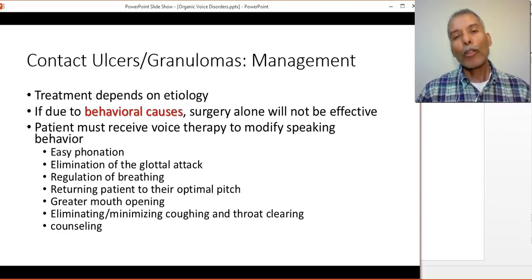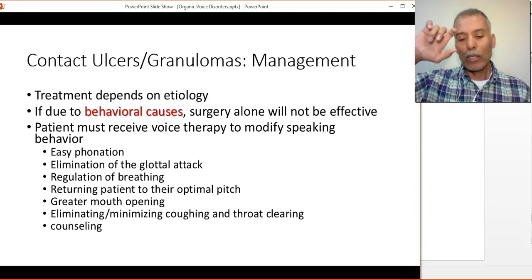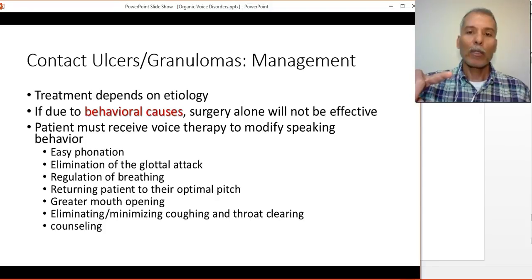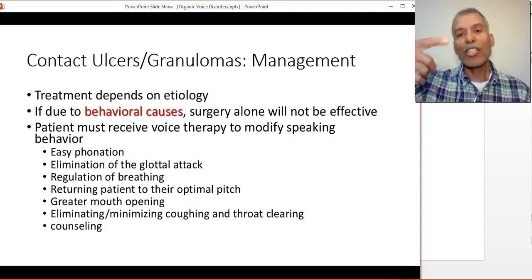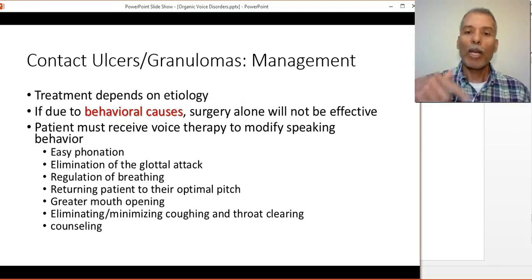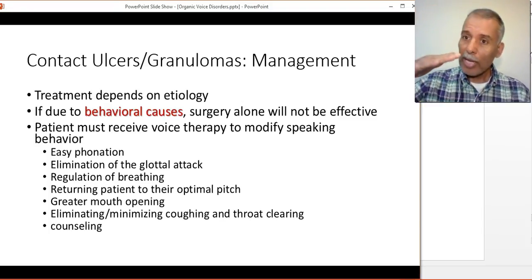You remember, the optimal pitch is the pitch that the patient uses without causing any pain or discomfort. And it is the pitch that matches the way that the vocal folds are made to vibrate, matches the mass, it matches the tension, and so on. And the same for optimal loudness. If the voice is too loud, we want to bring it down.